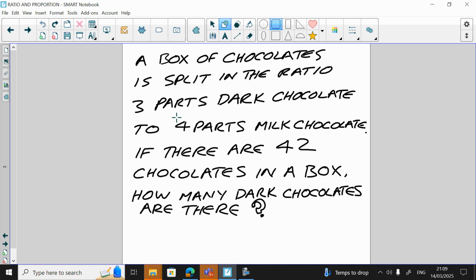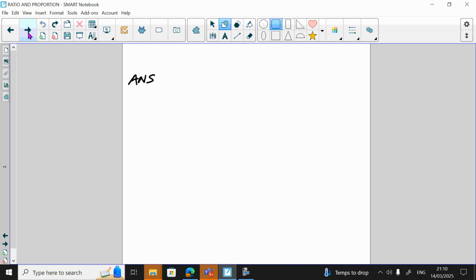So let's set this up. So I'll probably use D and M. Okay, and we've got a total here of 42. Let's see how we go. So 3 dark, 4 milk, or whatever they like to call it, and we've got a total of 42. Right, but we want to know how many dark there are in the entire box before someone is eating them. So let's go for the answer, ANS.